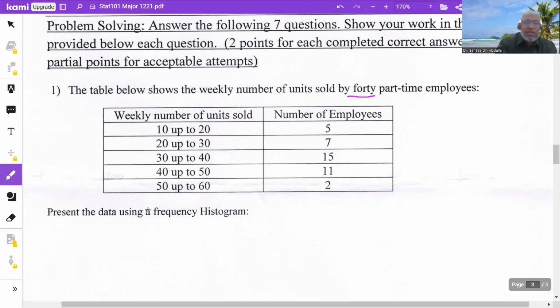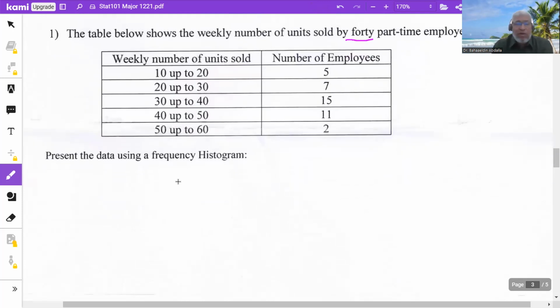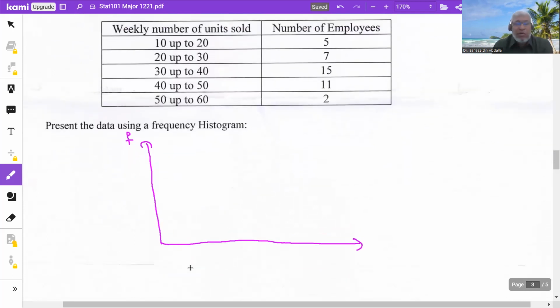What is the question? Present the data using a frequency histogram. Well, in a frequency histogram, we put the frequency on the y-axis, and on the x-axis we put the intervals, or the weekly number of units sold. Start from 10, 20, 30, 40, 50, 60. And for the frequency, we have numbers from 2 to 15.